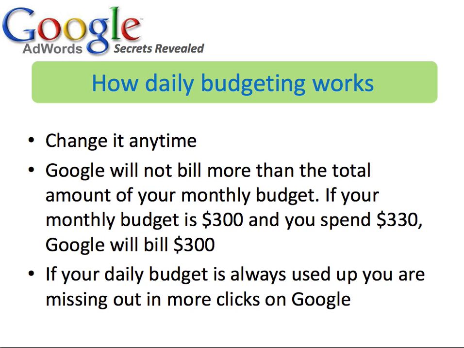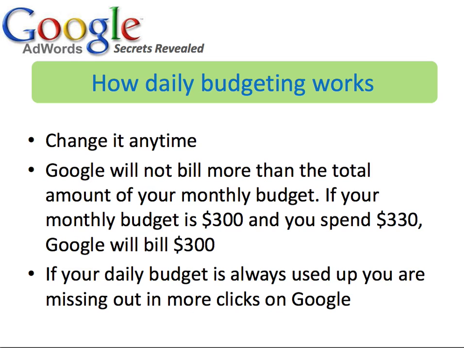So on Google AdWords you can set up only daily budgeting, but you cannot set up a budget on a monthly basis. However, Google knows that you don't want to spend more than a given amount of money per month. So if your monthly budget is 300 and you end up spending 330 because Google saw some clicking opportunities for you, Google will only bill 300 and the 30 extra will not be billed because you did not authorize it.